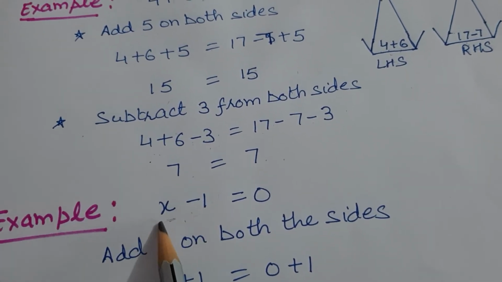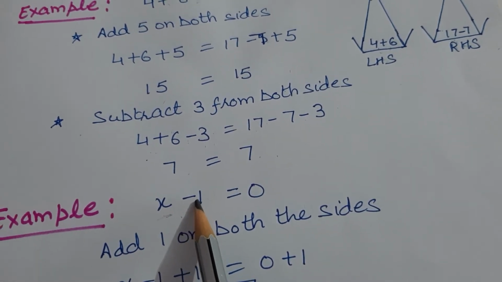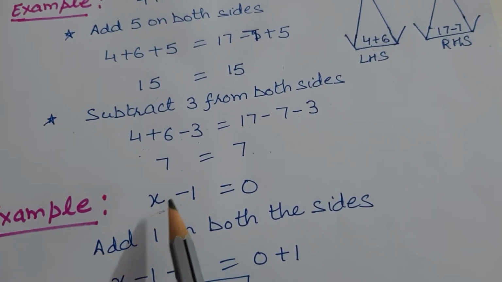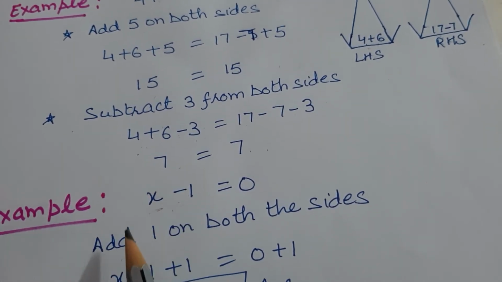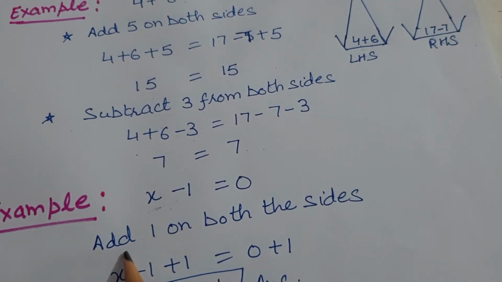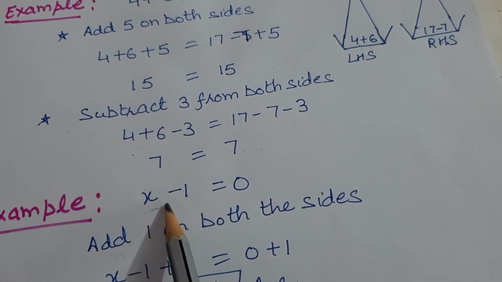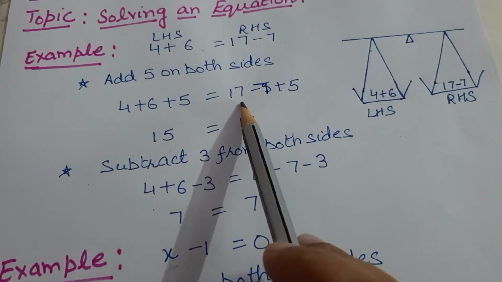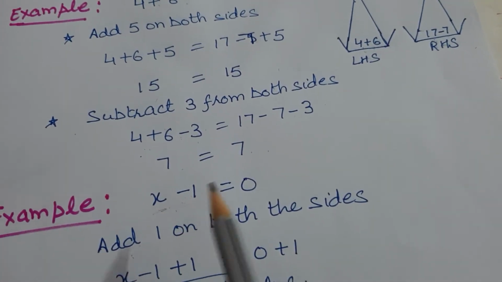Now 1 is subtracted from here. So to find the value of x, we will operate with the opposite sign. If here is subtraction, we will add. If here is addition, we will subtract. If here is multiplication, we will divide. If here is division, we will multiply. So I want to remove 1, and 1 is of minus, so I will add 1 on both the sides.